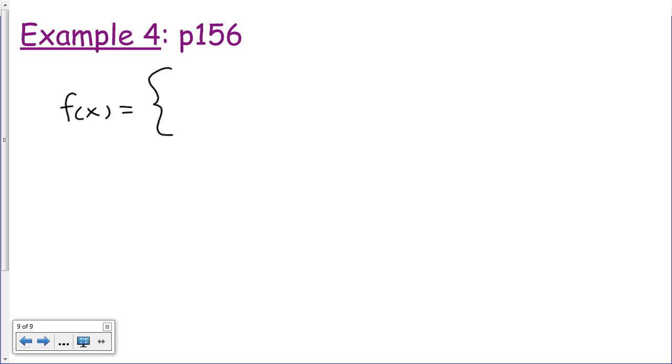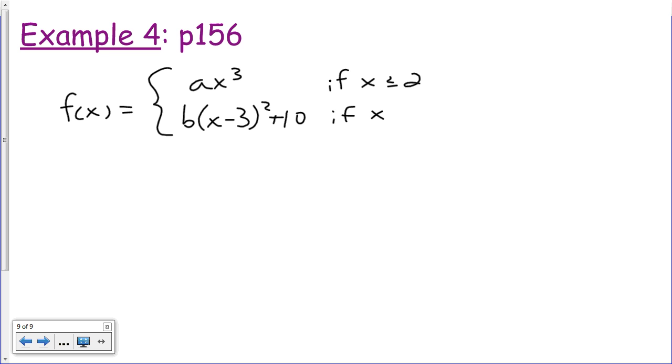So let's write down this function. It's a x cubed, and that's if x is less than or equal to 2. And it's b times (x minus 3) squared plus 10, and that's if x is greater than 2. So there's our function.